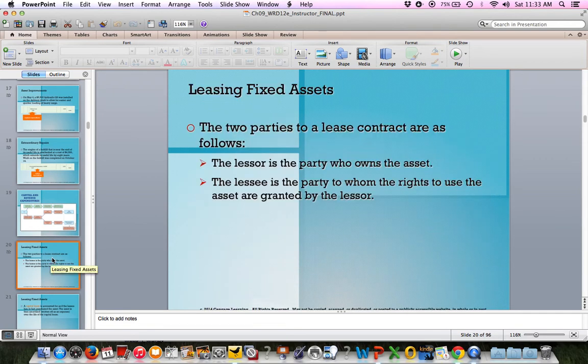How about if you lease a fixed asset? Two parties to a lease contract are as follows. The lessor is the person who owns the asset, so just think lessor is the owner. That's how I remember it. Lessor is the owner, and the lessee is the person who's using it. So the lessee is paying the owner for the right to use the asset. Okay, know those two terms. Know who the lessor is and the lessee is. You'll definitely be asked that on an assignment.